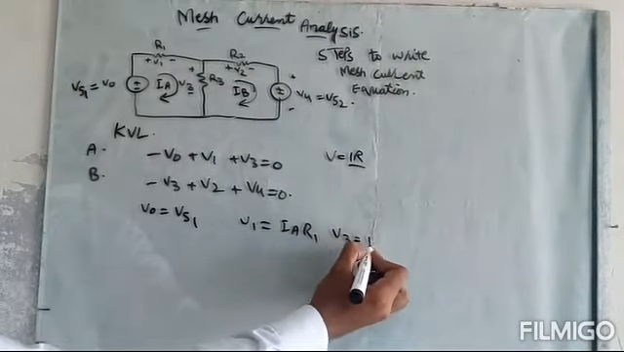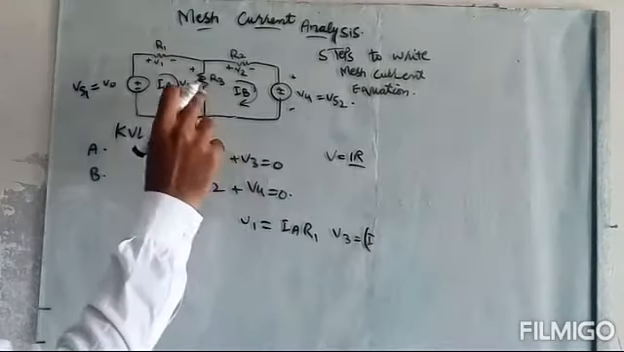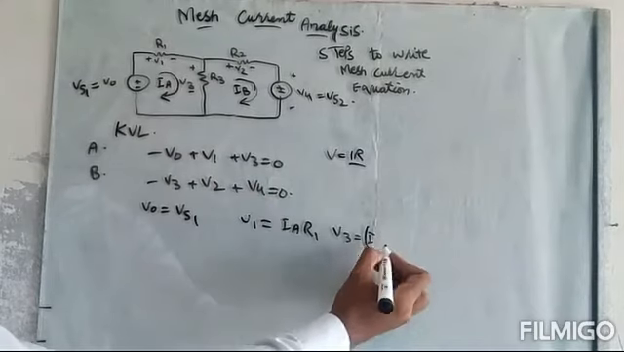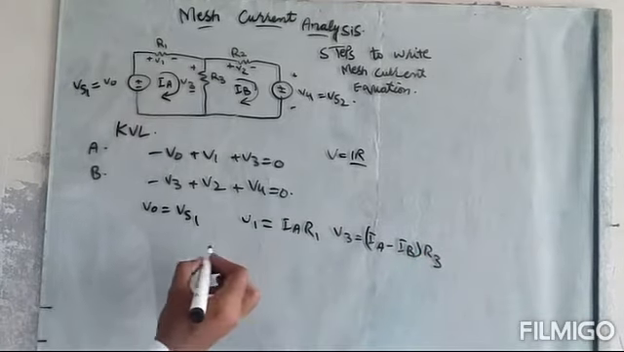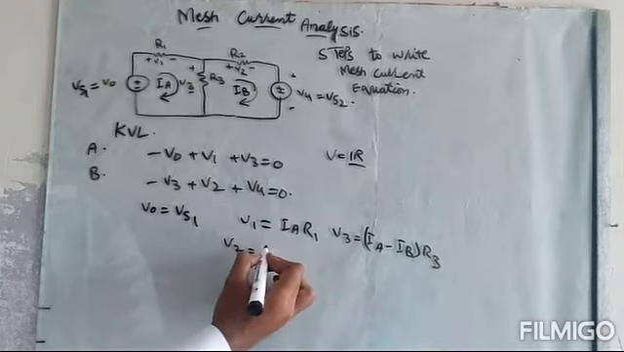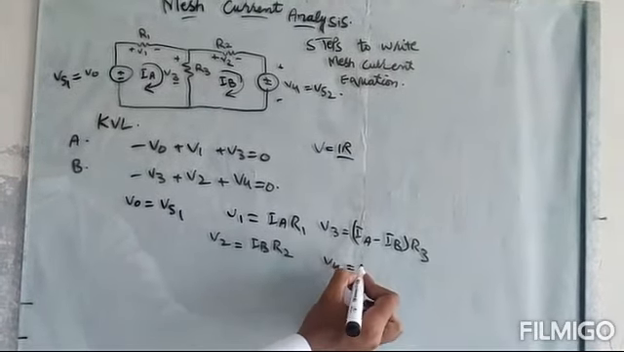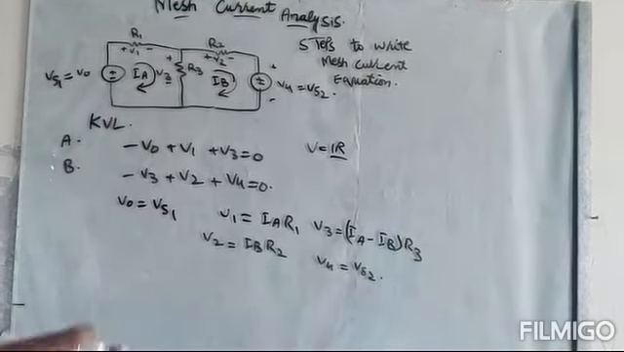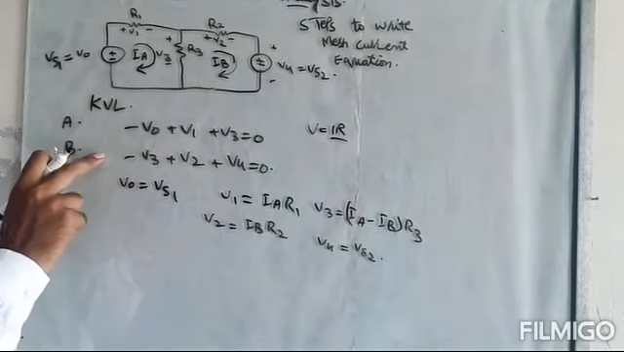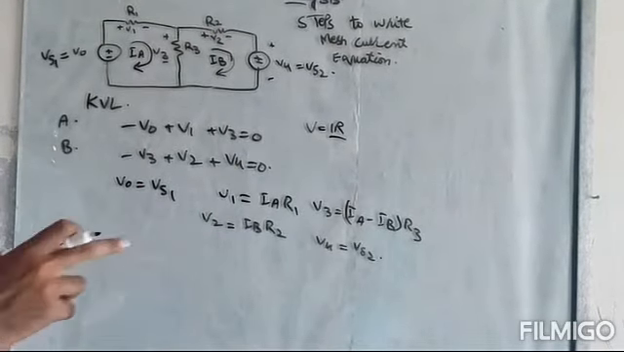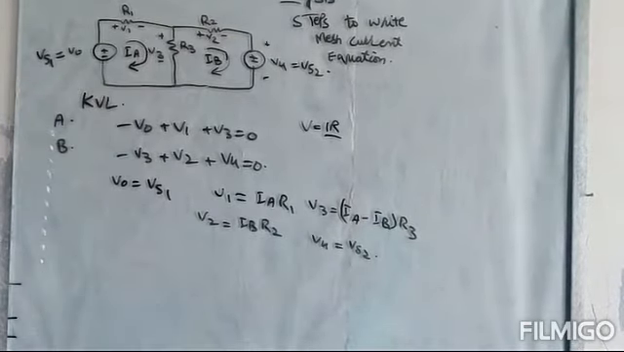V3 will be equal to IA minus IB, because it is shared in two meshes, so the current will subtract, IA minus IB multiplied by R3. Similarly, V2 is equal to IB multiplied by R2, and V4 is the source voltage, Vs2. Now we will put the values of these voltages in these equations, and we will convert these equations into IR form, and from there we will separate IA and IB, and we will find the values of IA and IB.